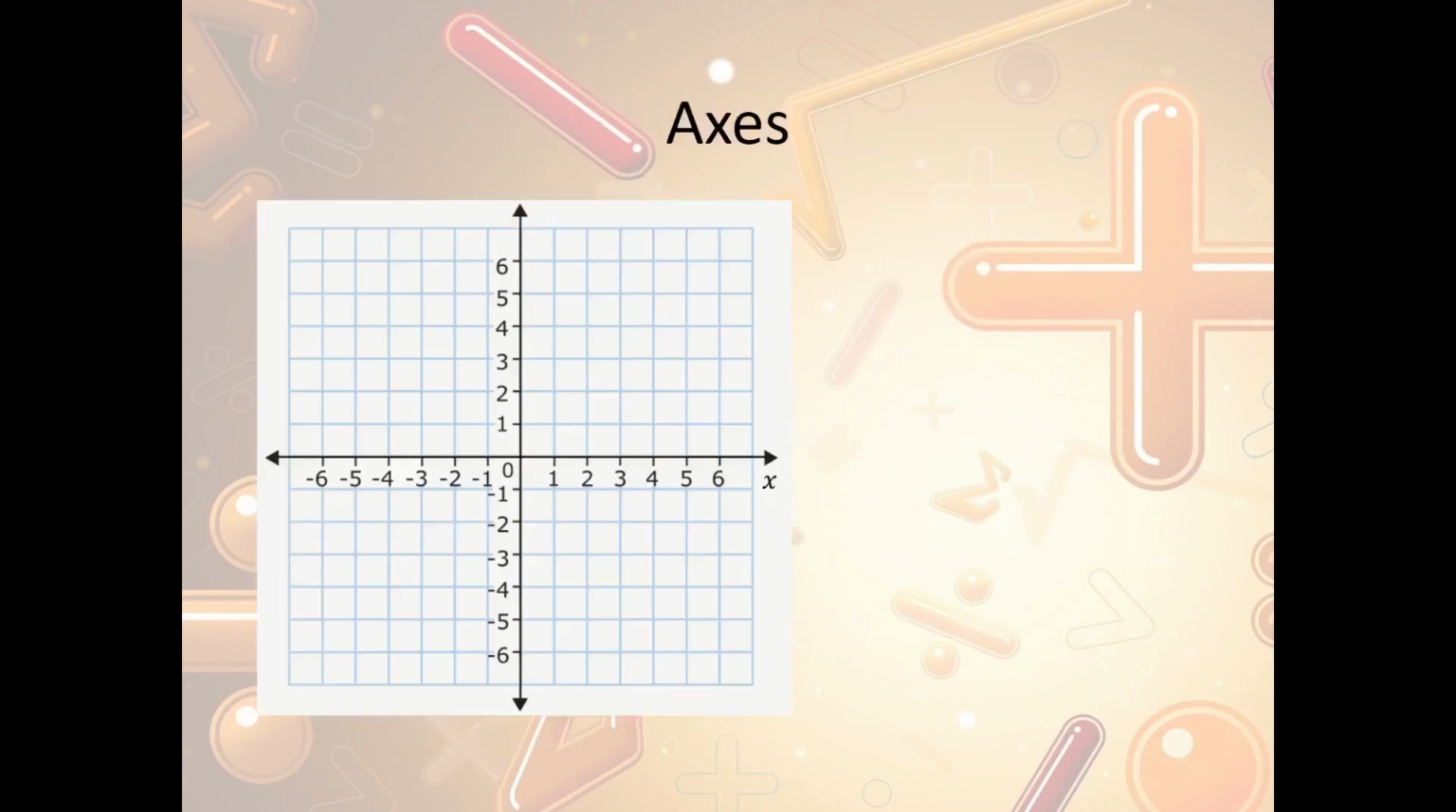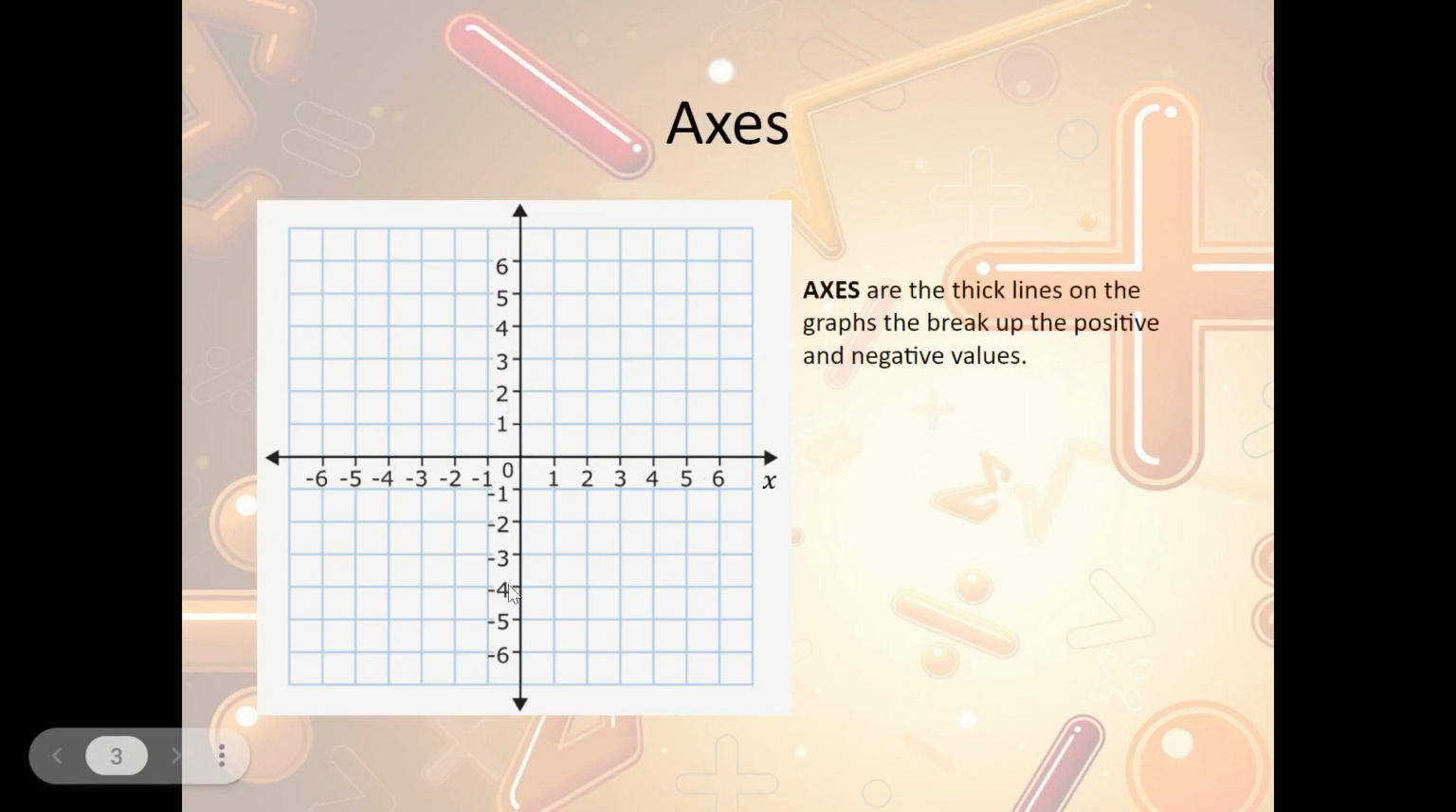Now let's take a look at axes. So within the coordinate plane, we should notice that there's these lines that break up the x and y's. The axes are the thick lines that break up the positive and negative values. So if we look here, we have our x's here that go this direction, and we have our positives on this side and our negatives on this side. And they're broken up by this line here that represents the negative y's and the positive y's. So they break up each other and create positives and negatives in each of these boxes.